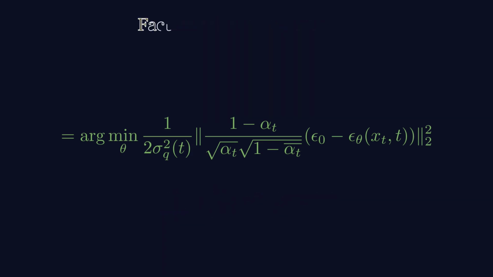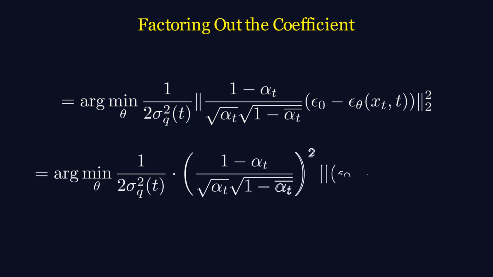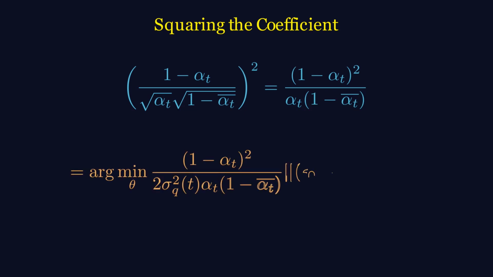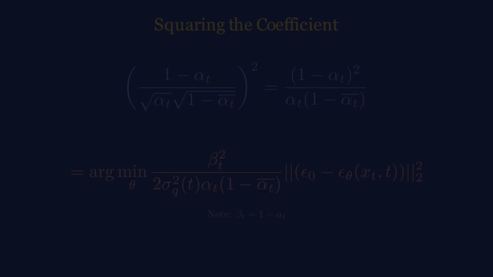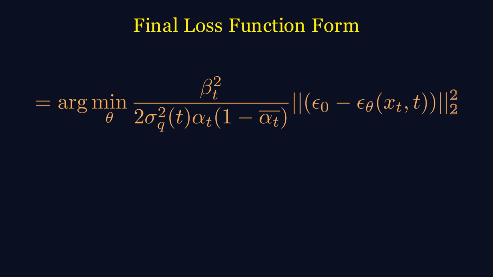So we can factor out the coefficient that multiplies both epsilon terms. When we take it outside, the coefficient gets squared. Note that beta_t is 1 minus alpha_t, so we can replace that in the numerator. So here's the final loss function. The neural network epsilon_theta predicts the source noise epsilon_0. We minimize the L2 distance between true and predicted noise.